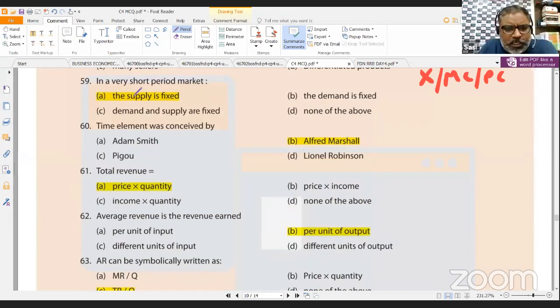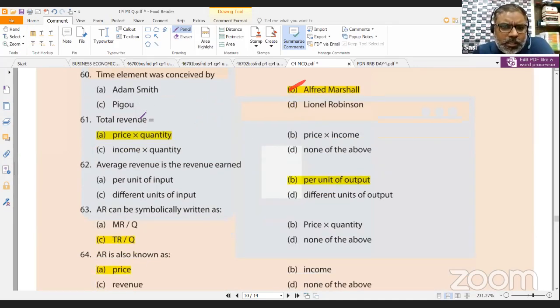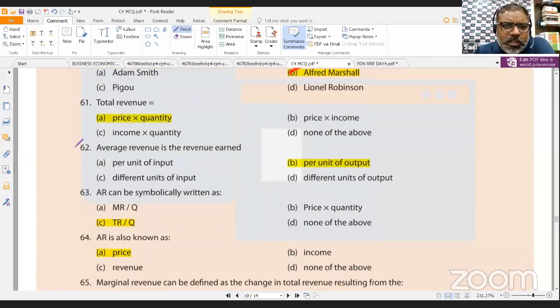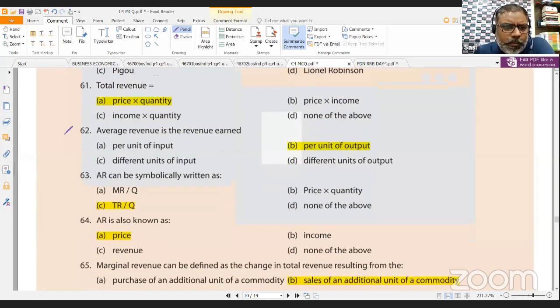And 59th question, direct question. In a very short period, the market supply is fixed. Supply cannot be changed in a very short period market. Once again, like perishable things such as eggs, milk, vegetables, fruits and all. In a very short period market, supply is fixed. It cannot be increased very quickly. And the time element was conceived by Alfred Marshall, which is a general knowledge question. Just remember that. There is nothing to explain about Alfred Marshall. What the time element is is also not exactly clear in that question, but that question is given. So the answer is B for that.